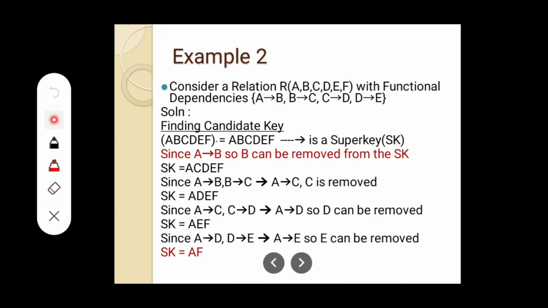Then they will ask to check whether this relation is 3NF or 2NF. If it is not 2NF, make it 2NF. Okay, such questions will be asked.